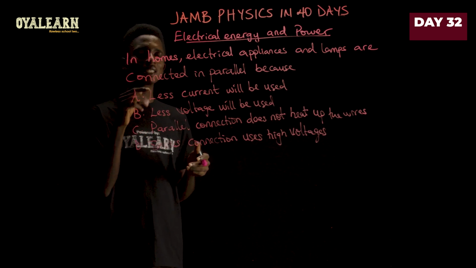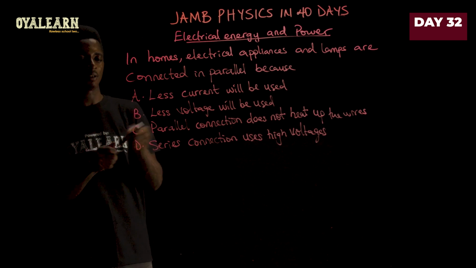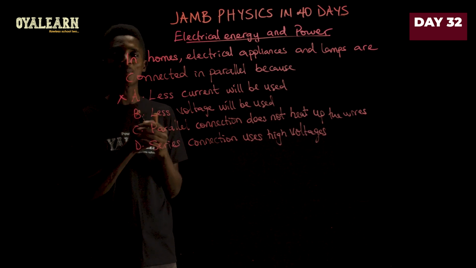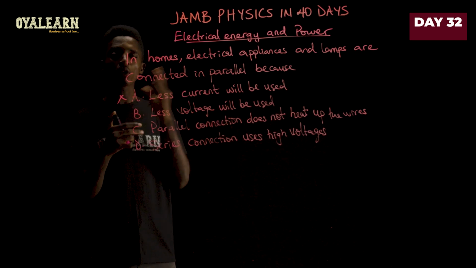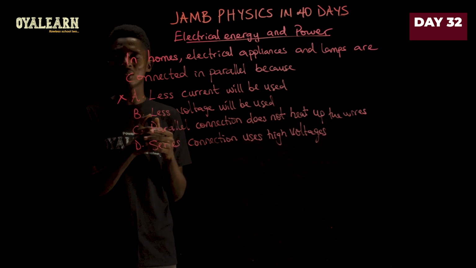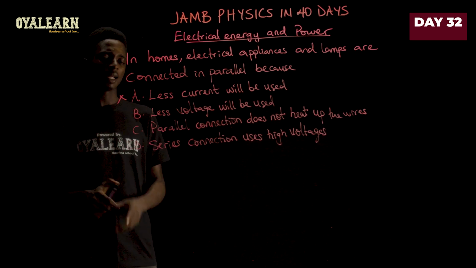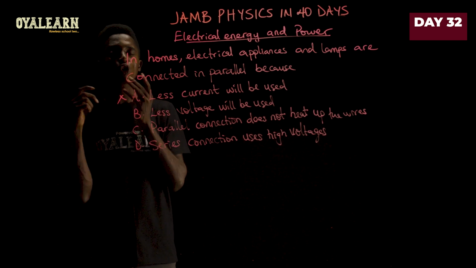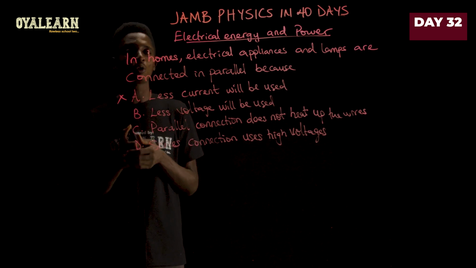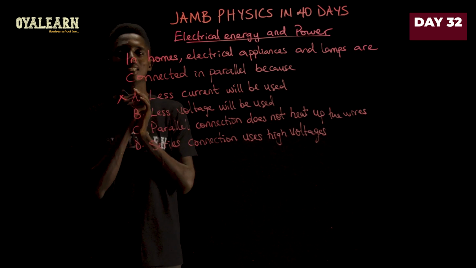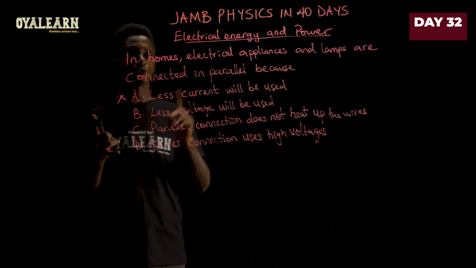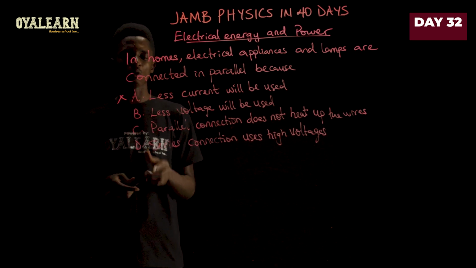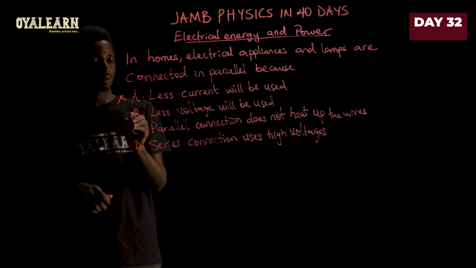Now, option A says less current will be used. This is incorrect because each individual device that is connected in parallel requires its own current. So because of those branch currents, the amount of current used in the end is usually very large. And then in option B, we see less voltage will be used. Now, this is also not true because all the appliances that are connected in parallel are going to receive the full voltage that is distributed. That is, whether it is 220 volts or 240 volts or 230 volts, they all receive the same amount of voltage. So this is also incorrect.